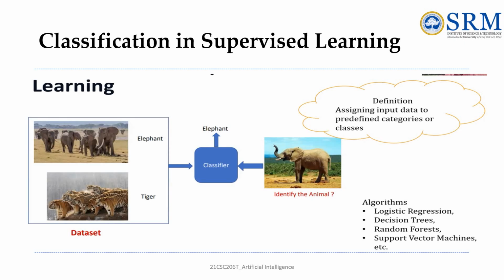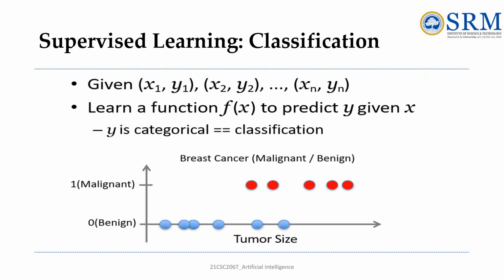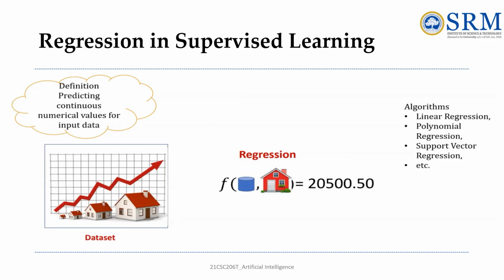Then we have classification in supervised learning. One major task is classification, where the output is a category. For example, binary classification has yes or no outcomes, such as a tumor being benign or malignant. Multi-class classification has more than two categories, for example, recognizing digits. Algorithms like decision trees, support vector machines and neural networks are commonly used. For example, banks use classification to approve or reject loan applications based on credit history.